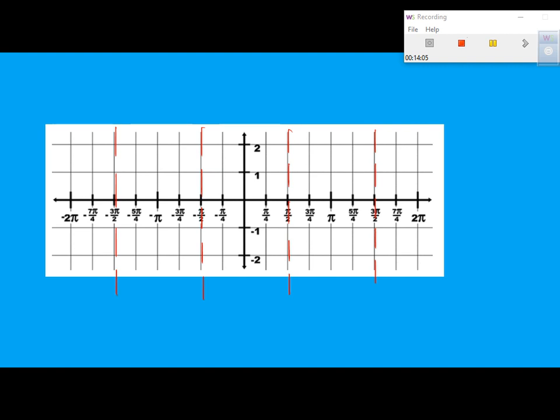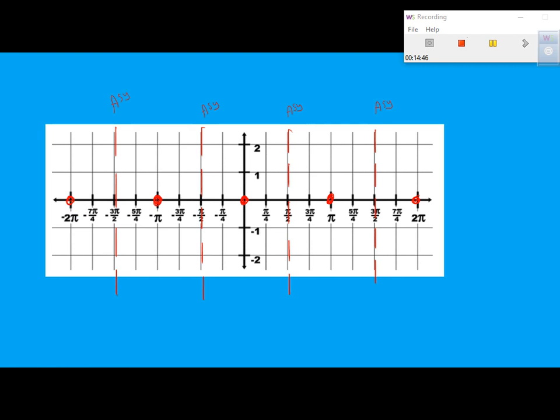I drew in asymptotes at negative pi halves, 3 pi halves, and negative 3 pi halves. So I drew those asymptotes in already, just to speed the video portion of this up. Now, some more things that I know. My zeros occurred at 0, at pi, at 2 pi, at negative pi, and at 2 pi.